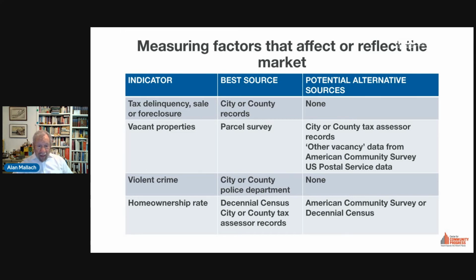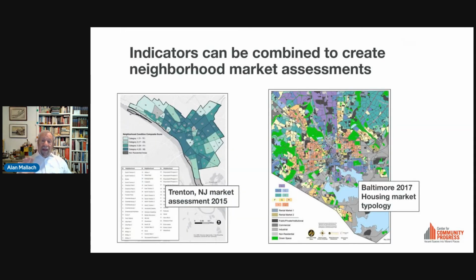So, next slide. And one thing is you can take this data, and by combining these different indicators in different ways, you can create a market profile of the neighborhood. And here are two examples, one which was done for Trenton, one which is done for Baltimore. And this gives you a very good sense, and especially if you do this every few years, you can get a sense of which neighborhoods are trending up, which neighborhoods are trending down.